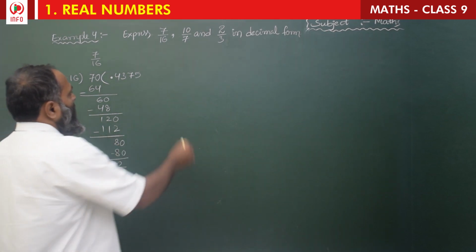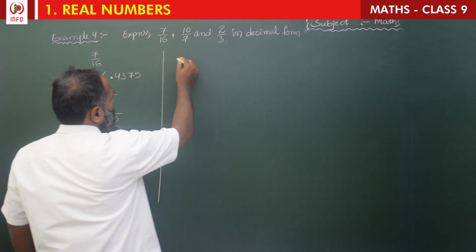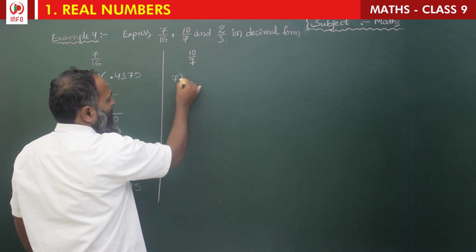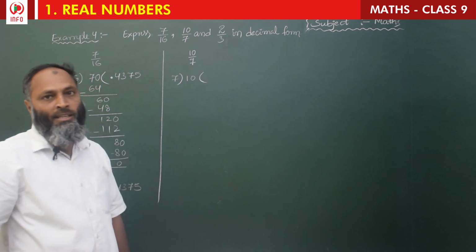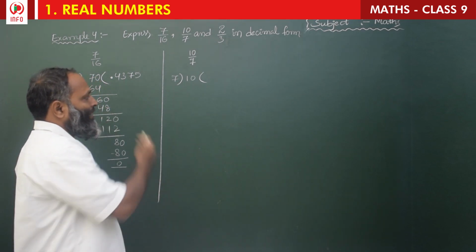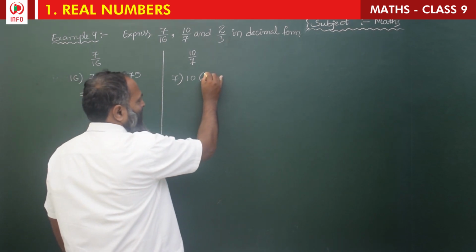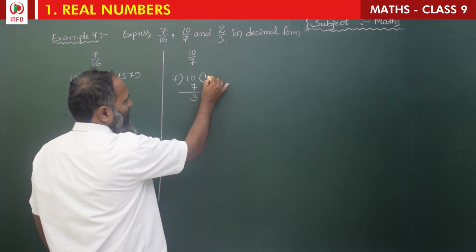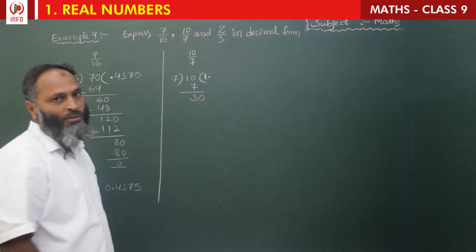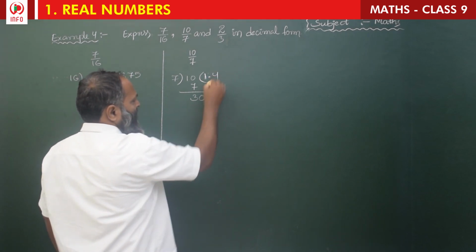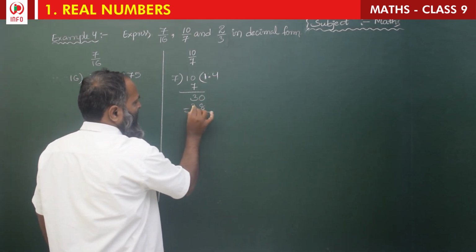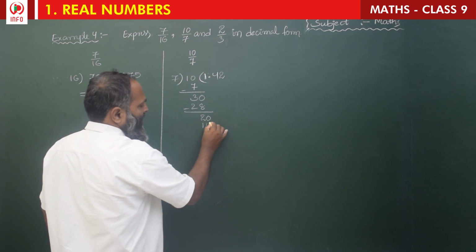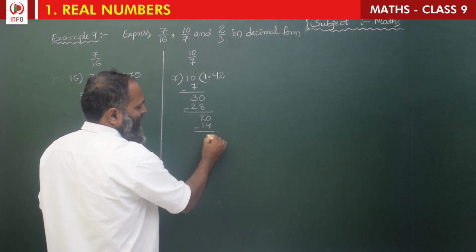Next is 10 by 7. 10 divided by 7 means 7 divides 10. In the 7 table, when you get 10, 7 1s are 7. Then after that 3 left. If you take a decimal, then we can take 10. Then 7 4s are 28. Then after that if you subtract, 2 left, 20. 7 2s are 14. Then again 60 will come.